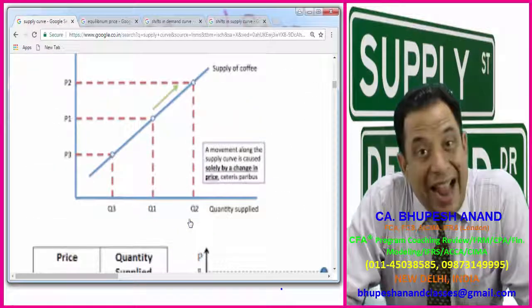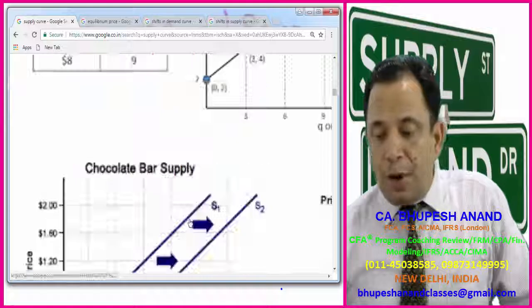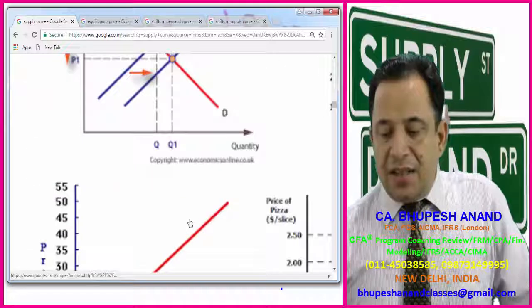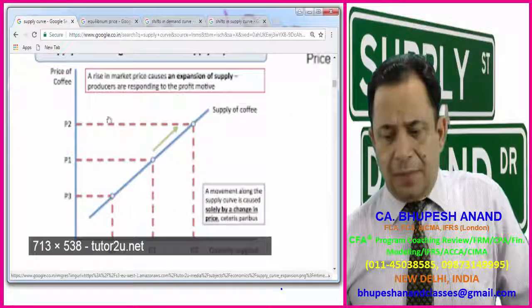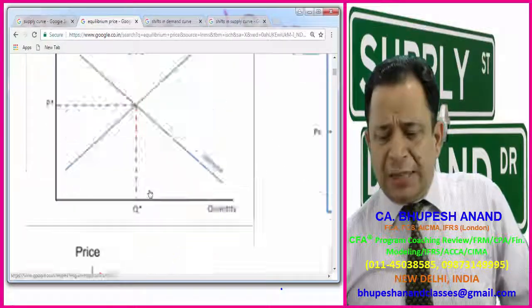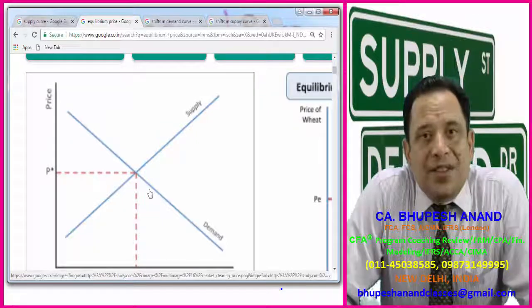As the price increases, the quantity supplied will increase because the producer will be inclined to produce more. As the price increases, that is shifting this. I will be discussing that after some time. The next concept which I want to share with you is named equilibrium price and equilibrium quantity.